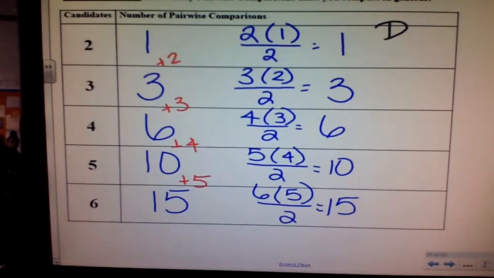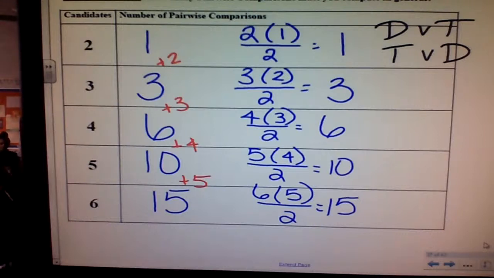So, Derek versus Thomas. That would also count Thomas versus Derek. That makes no sense. You don't want them to play again. You only want to play them once. So, when I split it in half, I take away that duplicate of Thomas versus Derek and Derek versus Thomas. Okay? So, there is a rhyme and reason to this. Does that make sense?